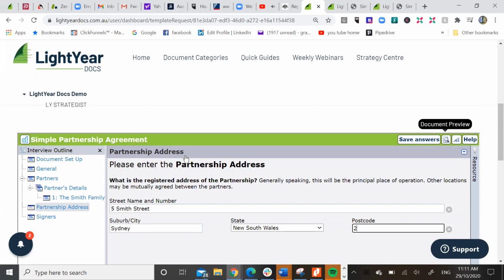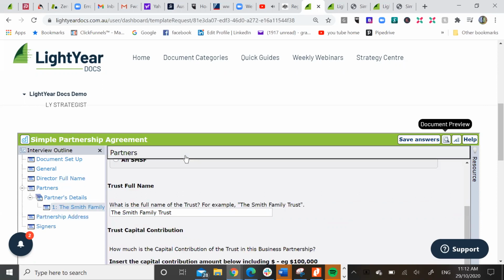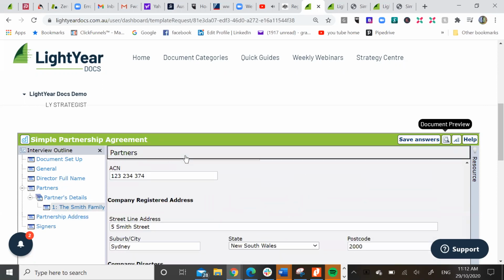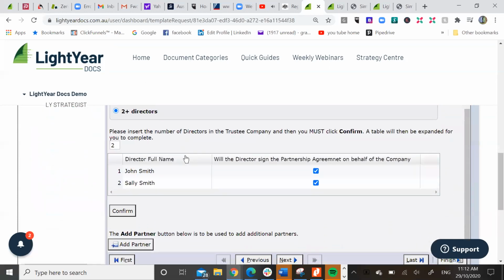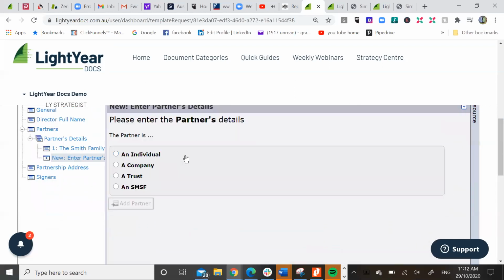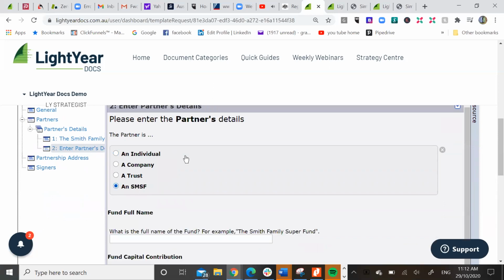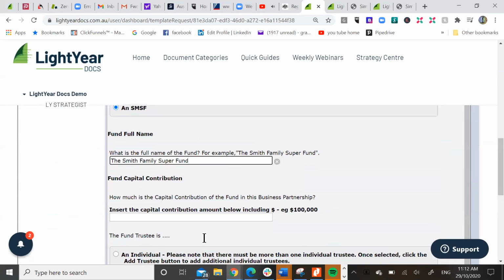Unfortunately, I've got my screen just at the table, and I've got a Microsoft, it's damn hard to find. I forgot here down the bottom, add a partner. Okay, so it's going to be an SMSF. The Smith Family Super Fund. So Smith Family Super Fund. Capital contribution, again, 1 mil.